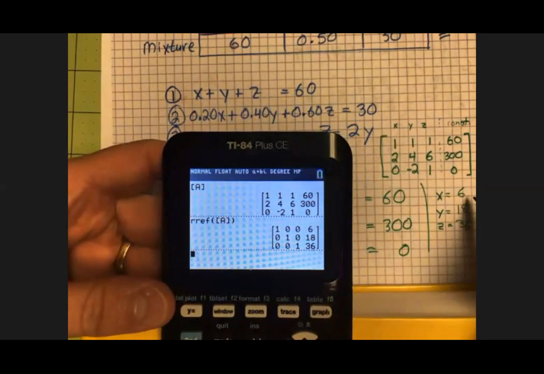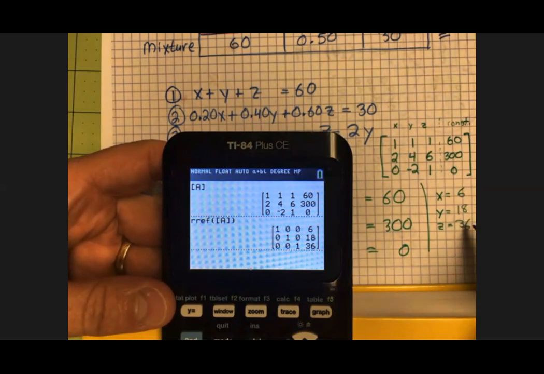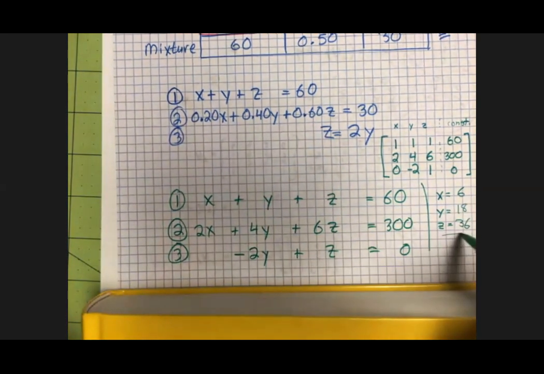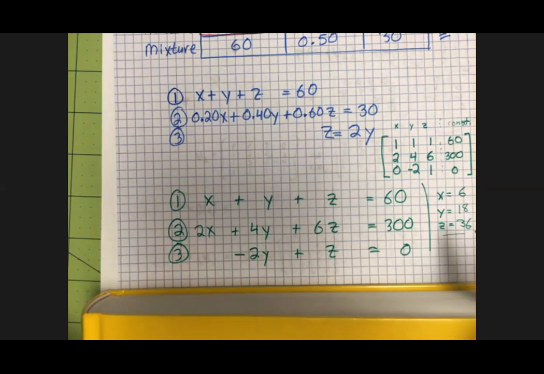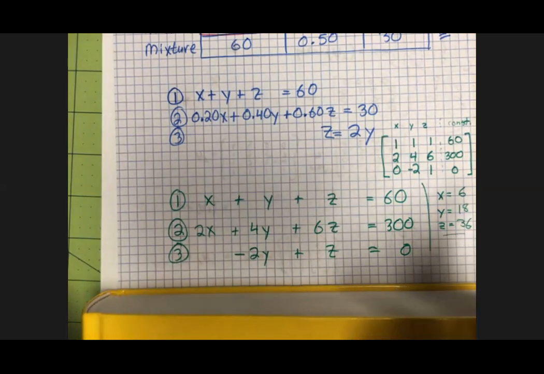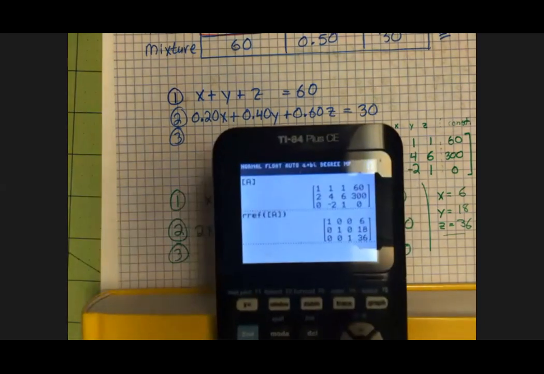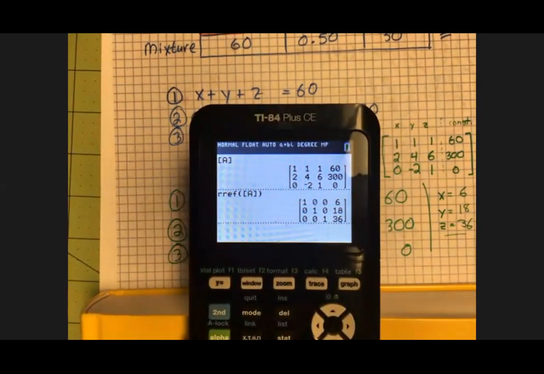But I'm willing to bet money that the answer to this problem is 6 liters of acid one, 18 liters of acid two, 36 liters of acid three. The question is, if we came back and did it by hand, would we agree? And do we know how to check if we're right? I'm telling you this calculator stuff, calculator tricks, so you can know you're right before you start.